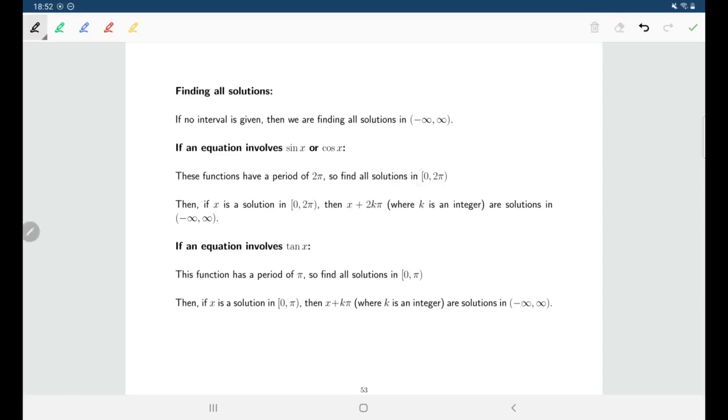The only modification that we have to do is that if we're looking at an equation with tangent, just remember that tangent has a period of pi rather than 2 pi. So we only need to find solutions between 0 and pi, and then all of our solutions are the solutions that we found plus multiples of pi.